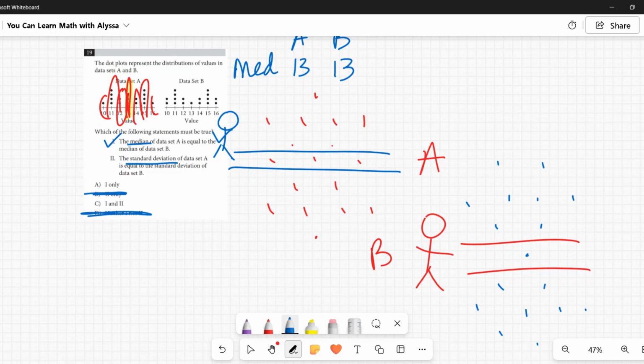Again, we don't have to know how to calculate them. We just have to recognize that it's different. A is going to have a lower standard deviation. More numbers are on the path. More are closer to it.